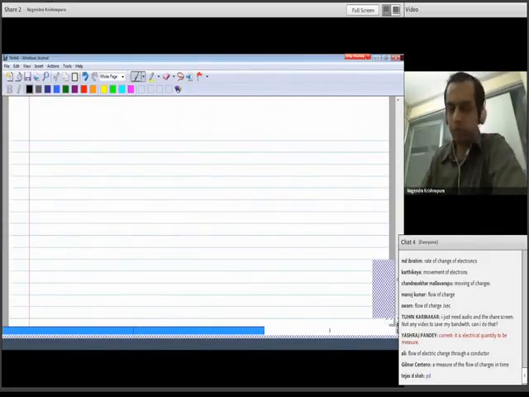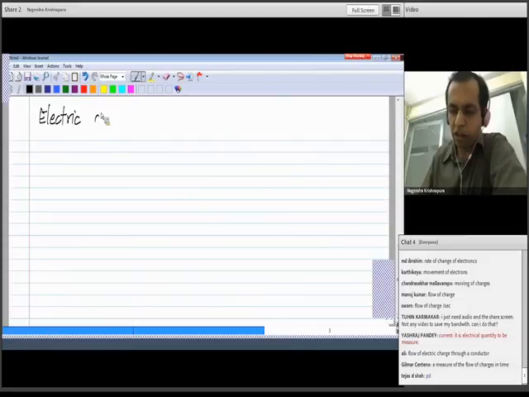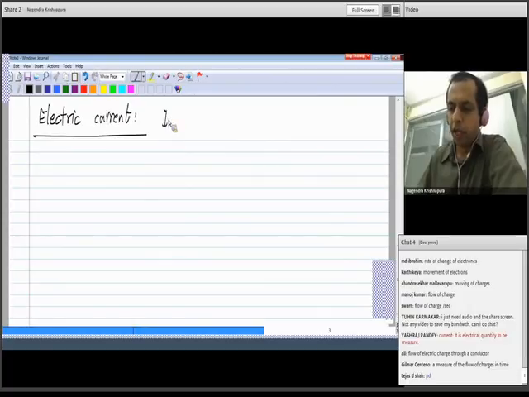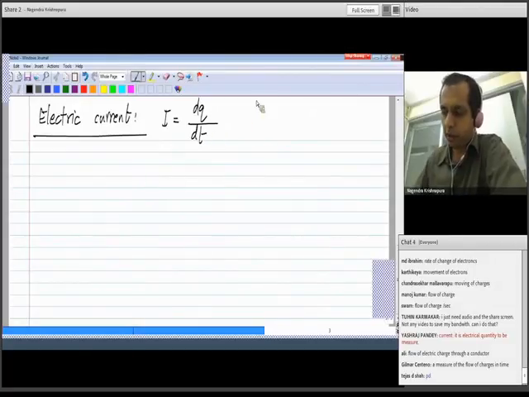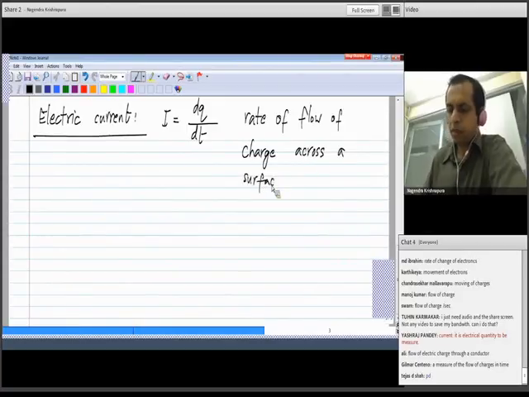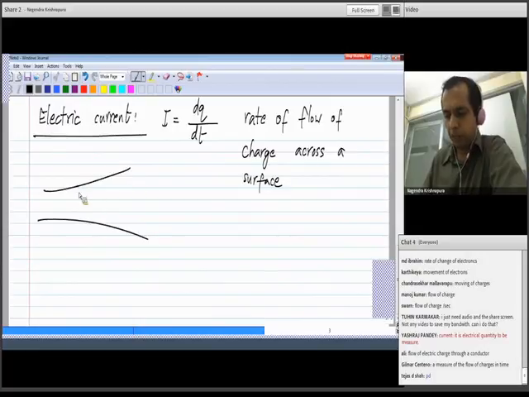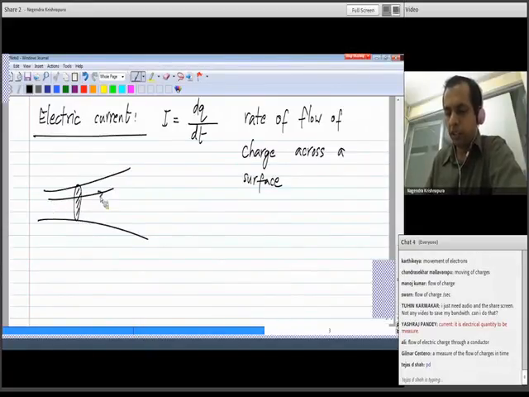Now first let me take an electric current. An electric current, usually denoted by I, is the rate of flow of charge across some surface. Okay. So you could have some surface. I'm showing some pipe-like thing, and you could have charges flowing this way, and the rate of change of charge across the surface is the electric current through that surface.